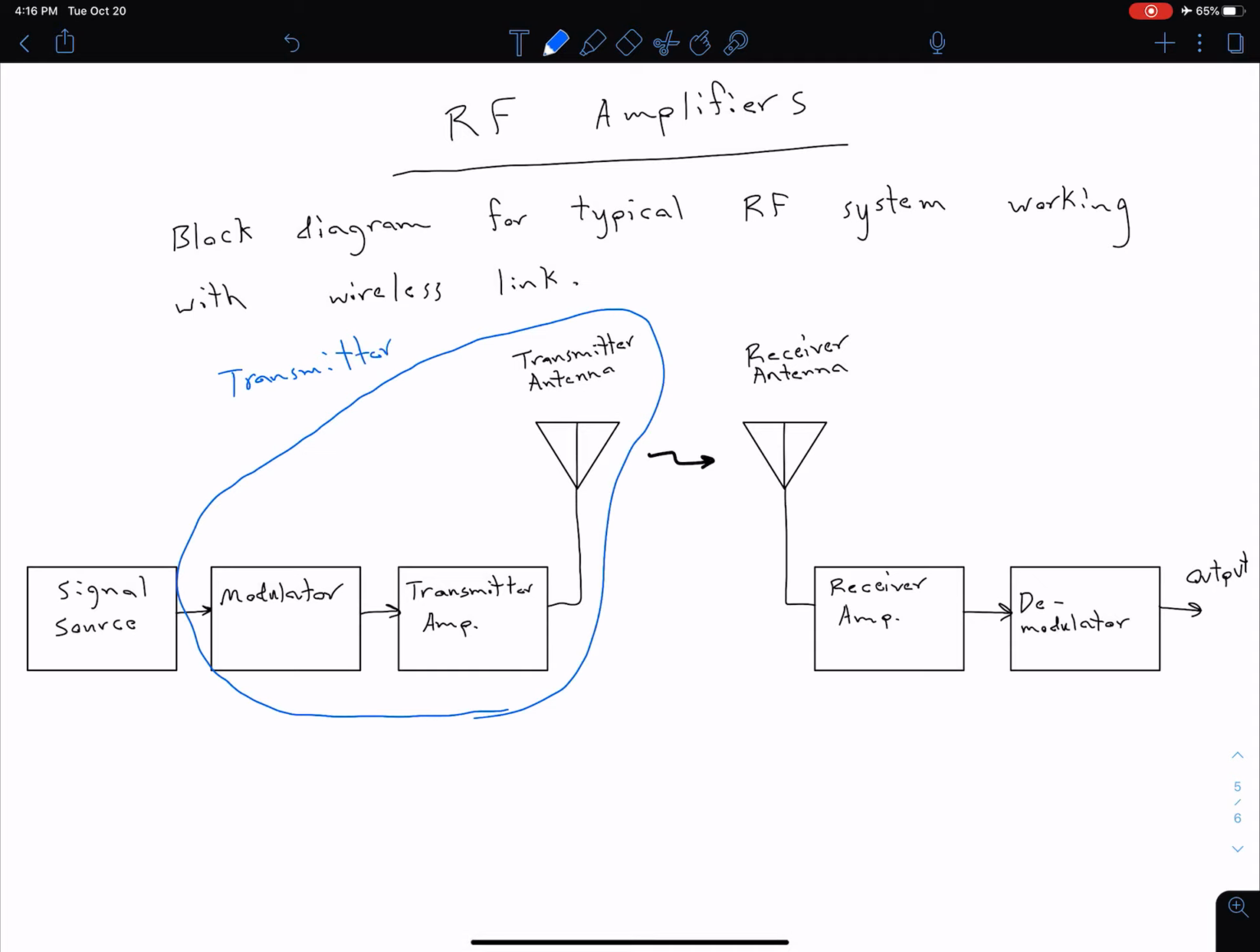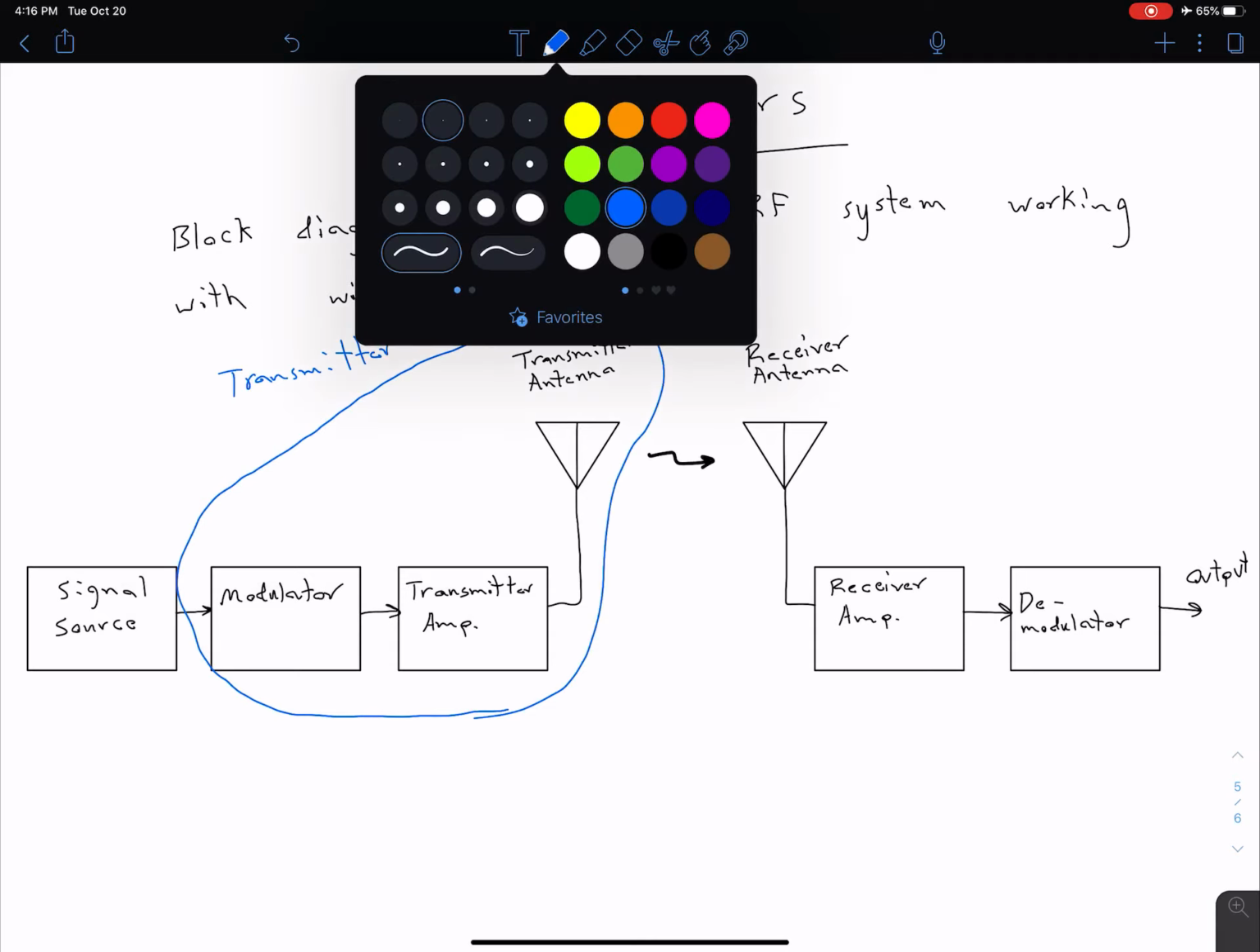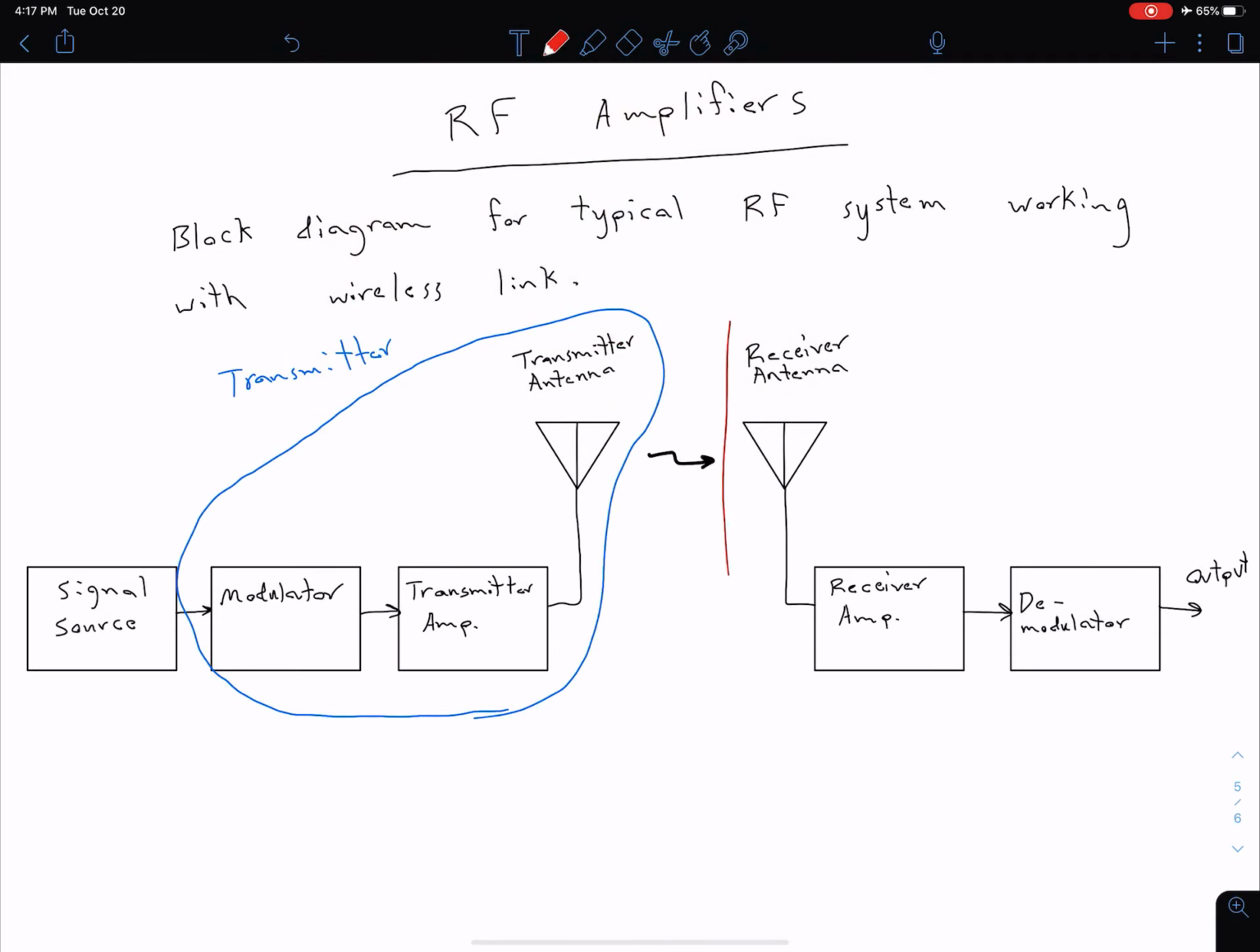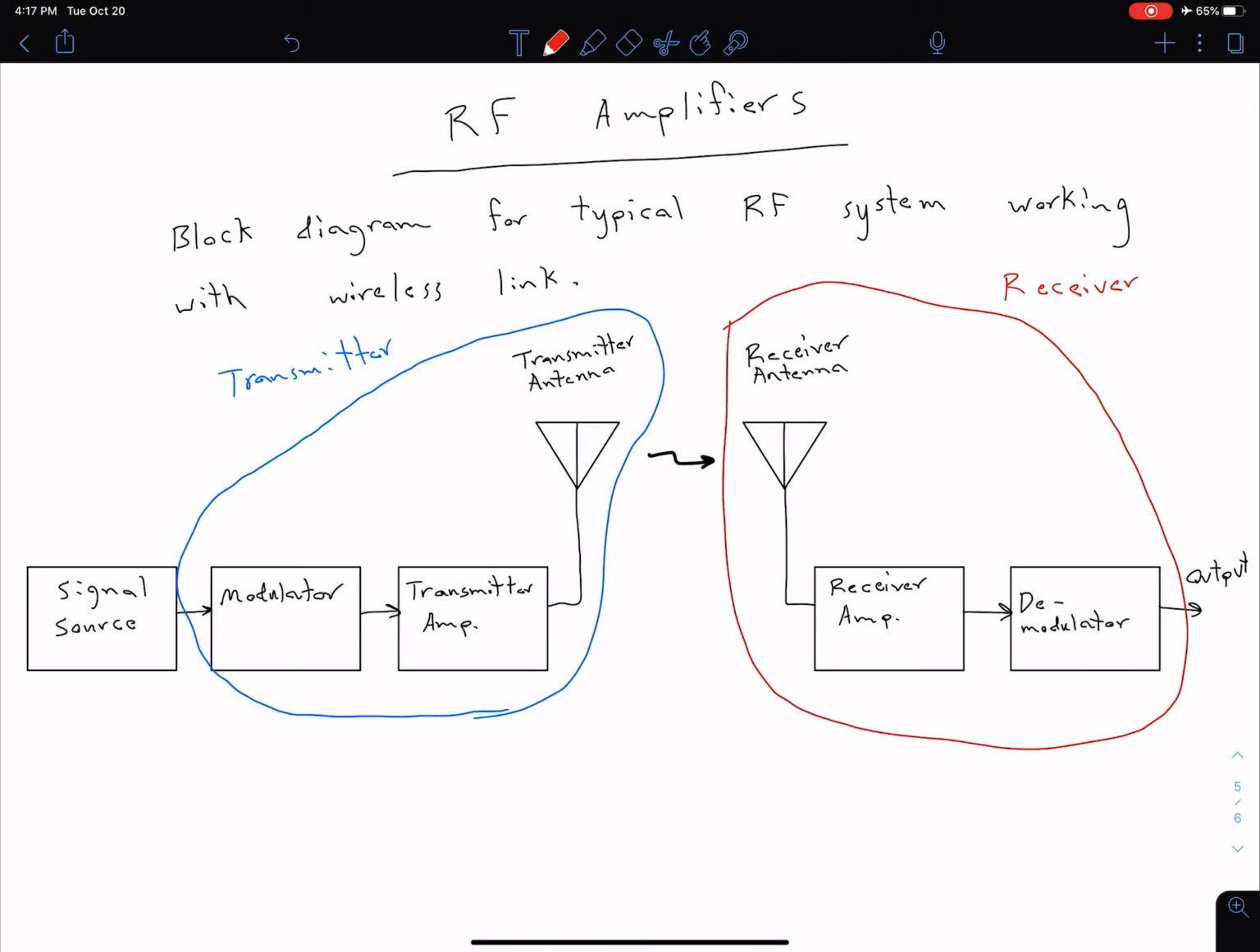Once we go to our receiver antenna, our signal then goes to a receiver amplifier, to a demodulator, and ultimately to the output wherever it's going to be used. All of these components circled in red make up our receiver. We're going to come back and look at each of these components in a little more detail, some in this video, some in later videos.